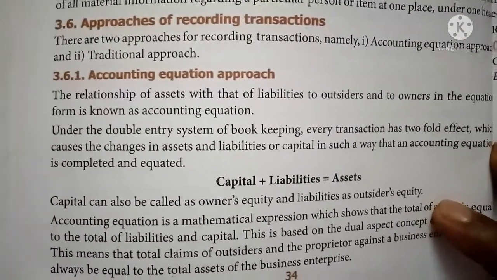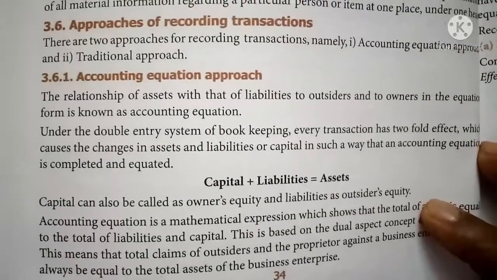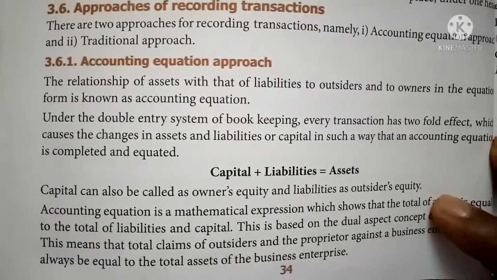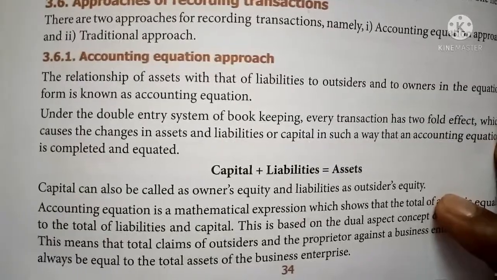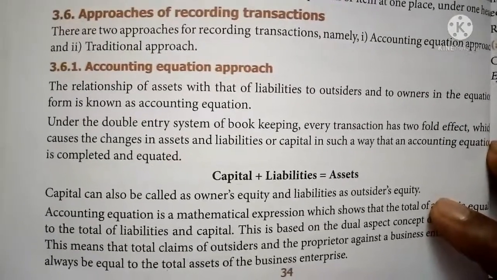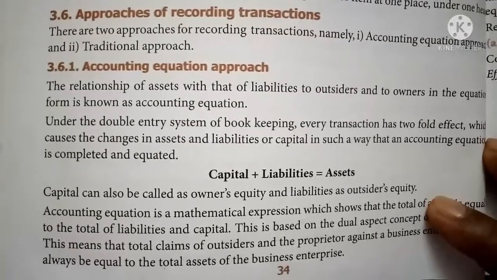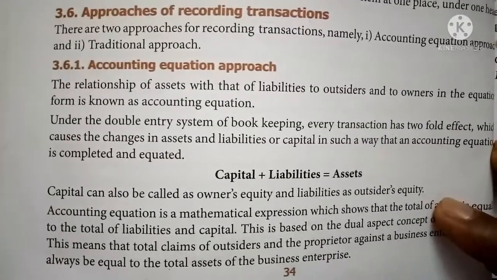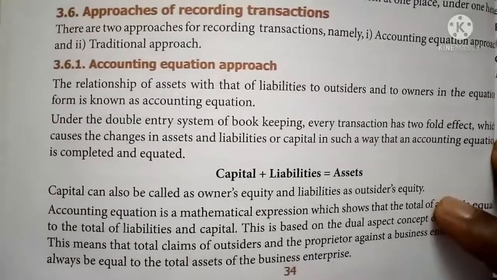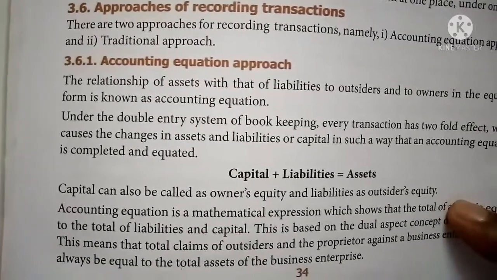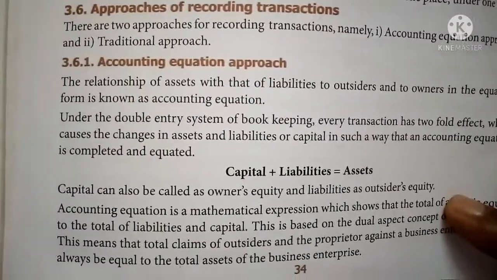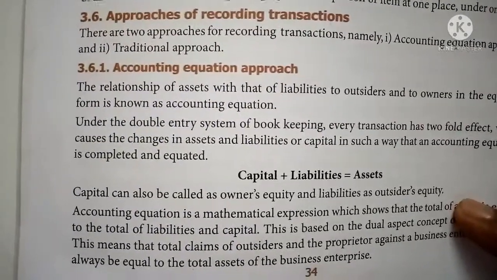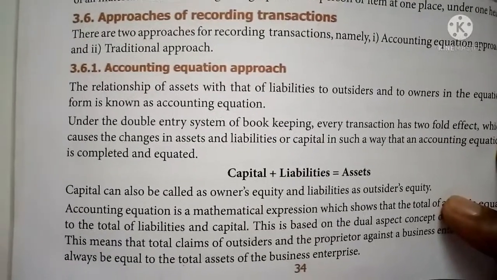The accounting equation approach is the relationship of assets with liabilities to outsiders and to owners in equation form. If any business concern follows this approach, they take assets and liabilities, that is, liabilities to owners and liabilities to outsiders. The relationship of various assets and liabilities is shown in equation form. That system is called the accounting equation approach.